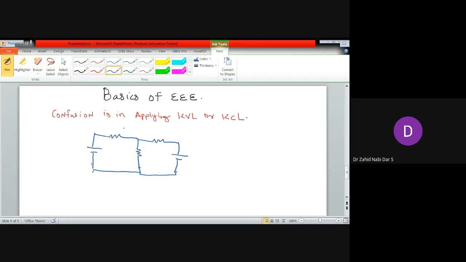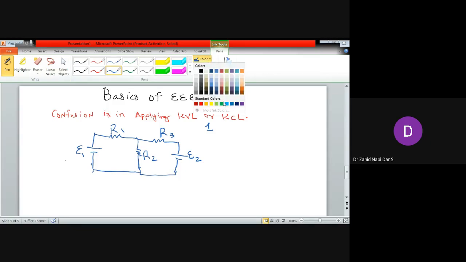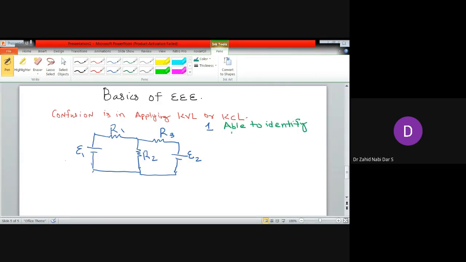Suppose this is R1, this is R2, this is R3, and this is E1, this is E2. So how many loops are there? The first thing is that we should be able to identify how many loops are there.